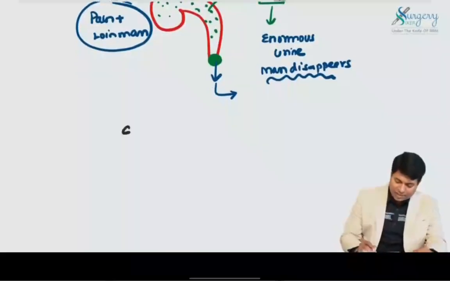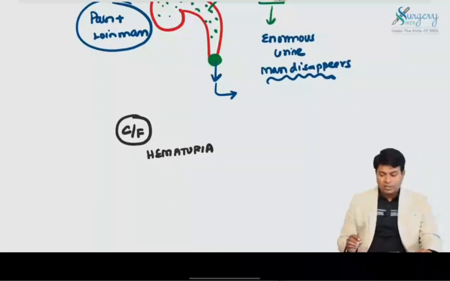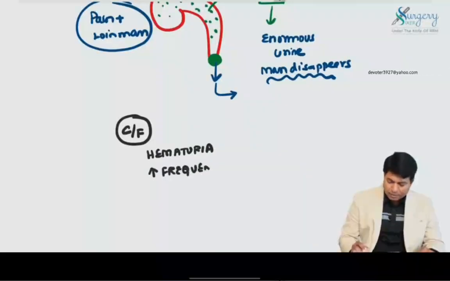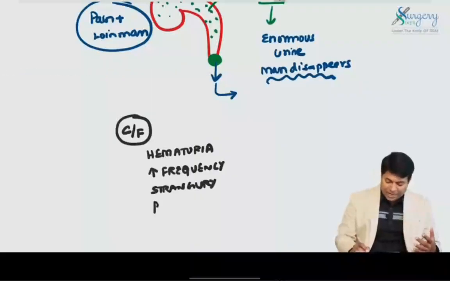What are the other clinical features? Other clinical features are hematuria. Hematuria is a classical finding seen in renal stone. Increased frequency, strangury. So all these are various features along with the pain I have already discussed.